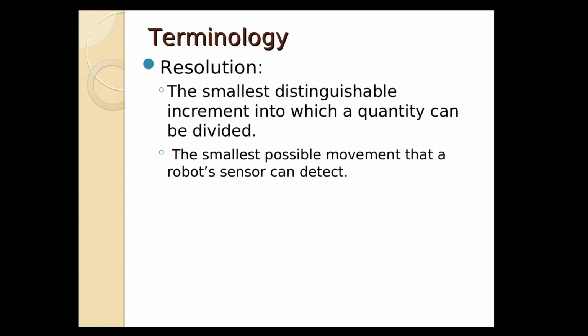All right, another term is the resolution. Resolution, when we're talking about measuring, is the smallest distinguishable increment that we can actually measure. So like on the previous slide where we're talking about half a millimeter or 0.05 millimeters, those are very, very small. It's very hard for the human eye to detect.